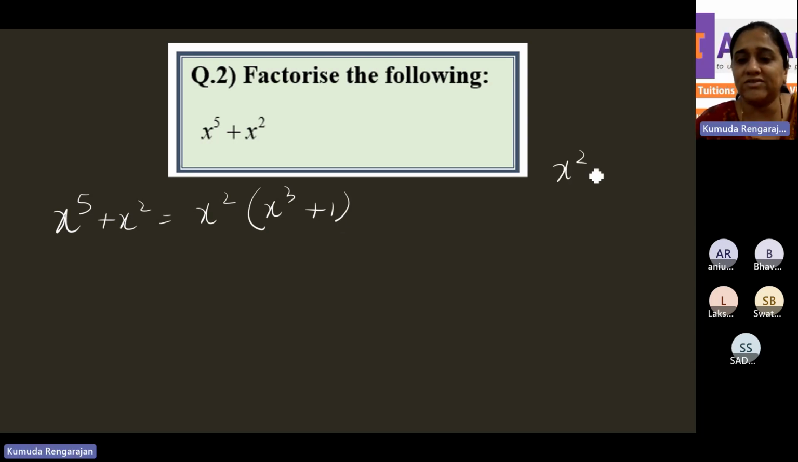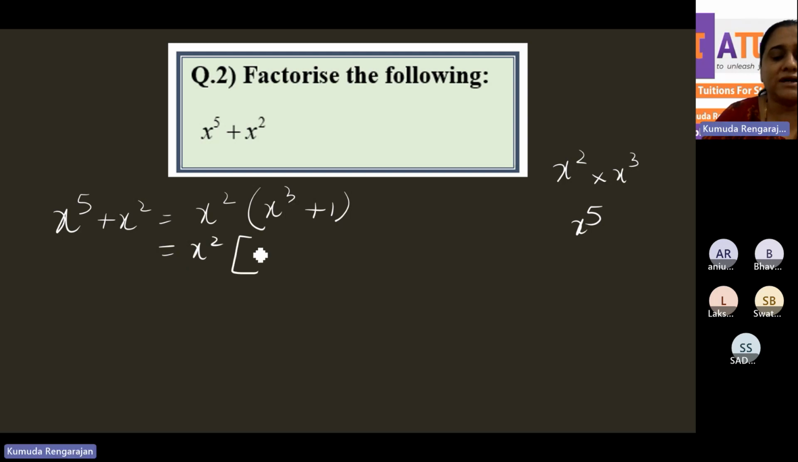Because what is x squared into x cubed? X squared into x cubed: 2 plus 3, 5. X to the power 5. Now, inside the bracket, it looks like a the whole cubed plus b the whole cubed.